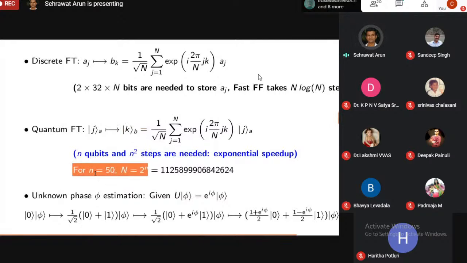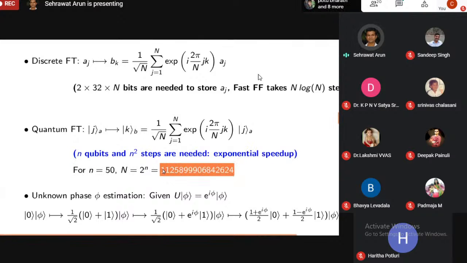Because if you have 50 qubits, then you are basically processing 2 raised to power n numbers together, because they exist in superposition. So for that many numbers to process, you only need 50 qubits on a quantum computer. That's why this is exponentially fast. That many numbers is also difficult to store on a computer.